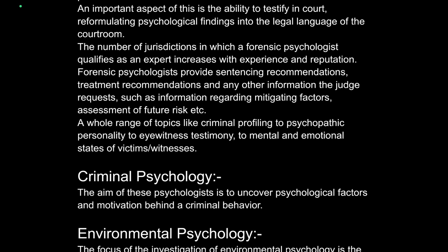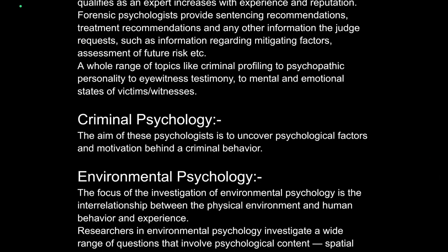Treatment recommendations can also be provided by a forensic psychologist, and any other information the judge requests, such as information regarding mitigating factors and assessment of future risk. Mitigating factor means what could have been the potential cause for this crime, and future risk means the chance that this person might develop this abnormal behavior once again, or may or may not recover from these conditions in the future. A whole range of topics, from criminal profiling to psychopathic personality to eyewitness testimony to mental and emotional states of victims and witnesses. So these are all the things that come under a forensic psychologist.